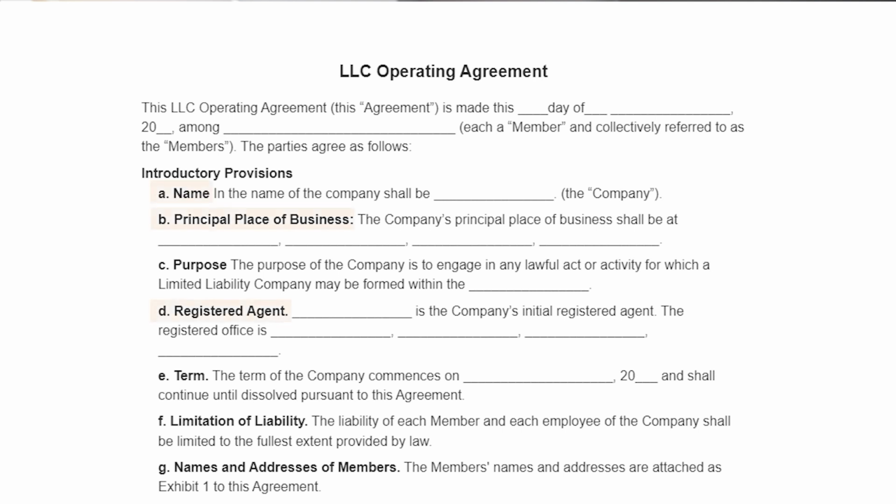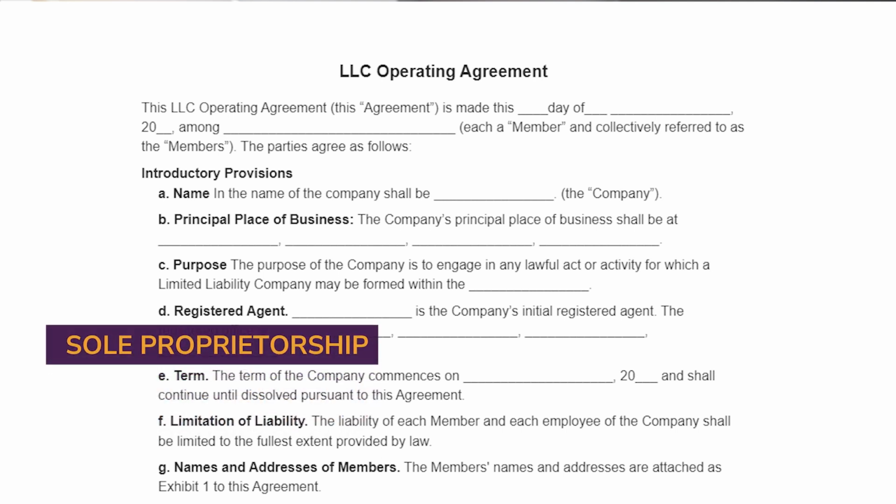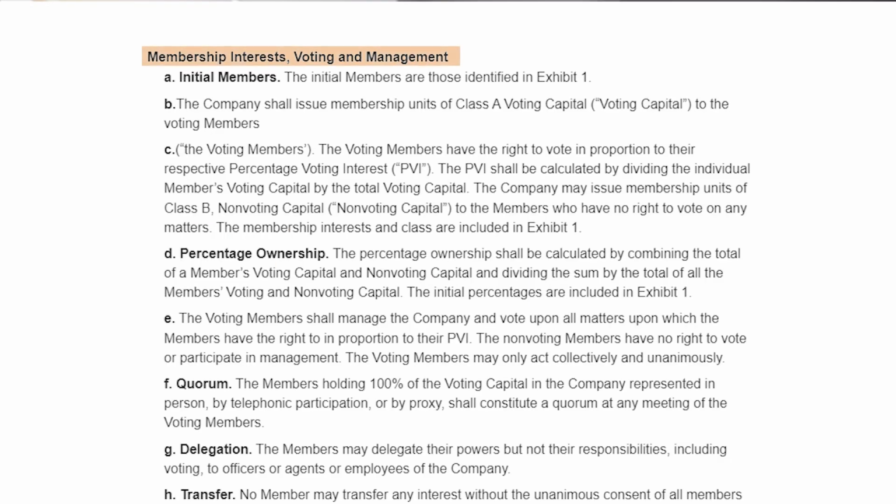So, what exactly should be included in an LLC operating agreement? Let's delve deeper into its components. Company details. This section provides a snapshot of your LLC, including its legal name, address, and the name and address of the registered agent. Additionally, it may include a brief overview of your business's purpose, industry, and nature. This section also includes the management structure and defines whether the LLC will be taxed as a sole proprietorship, partnership, or corporation.